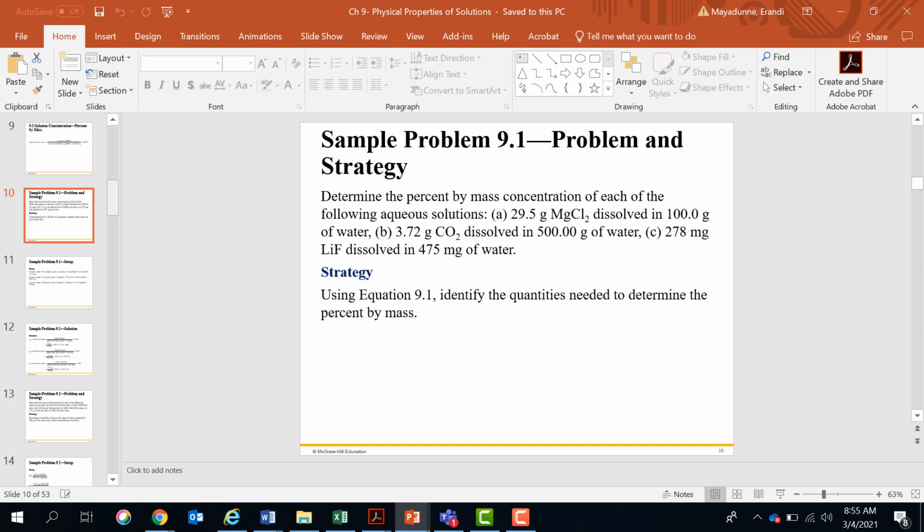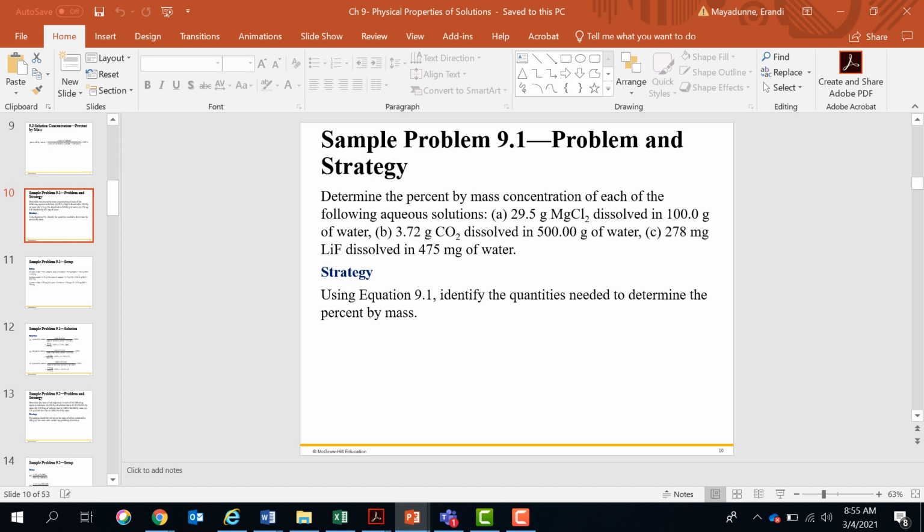So let's look at the question. Determine the percent by mass concentration of each of the following solutions. 29.5 grams of magnesium chloride dissolved in 100 grams of water. In this one, what is the solute? The solute is magnesium chloride. So it is the mass of magnesium chloride divided by the mass of the solution, but you have to add the mass of the solvent too. So you get 29.5 divided by 29.5 plus 100 grams, and you get the answer. And you have to multiply by 100 because it's a percentage.